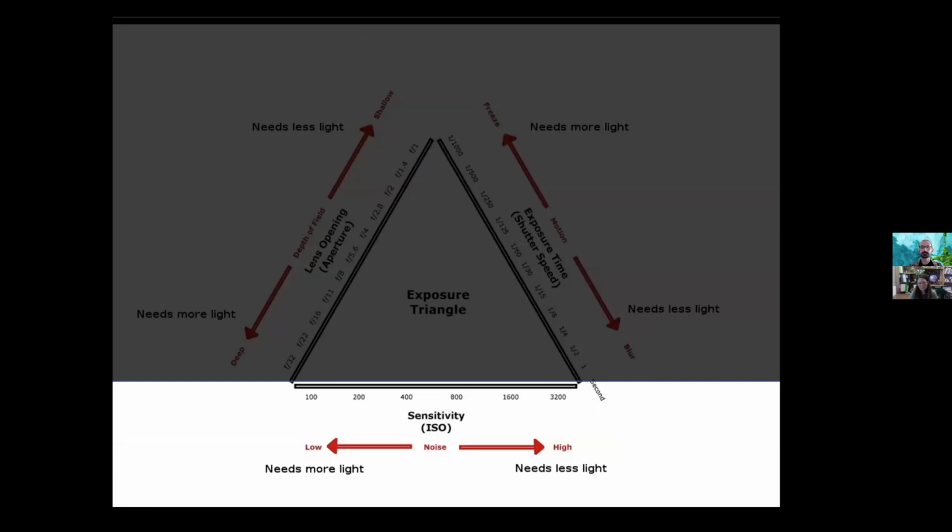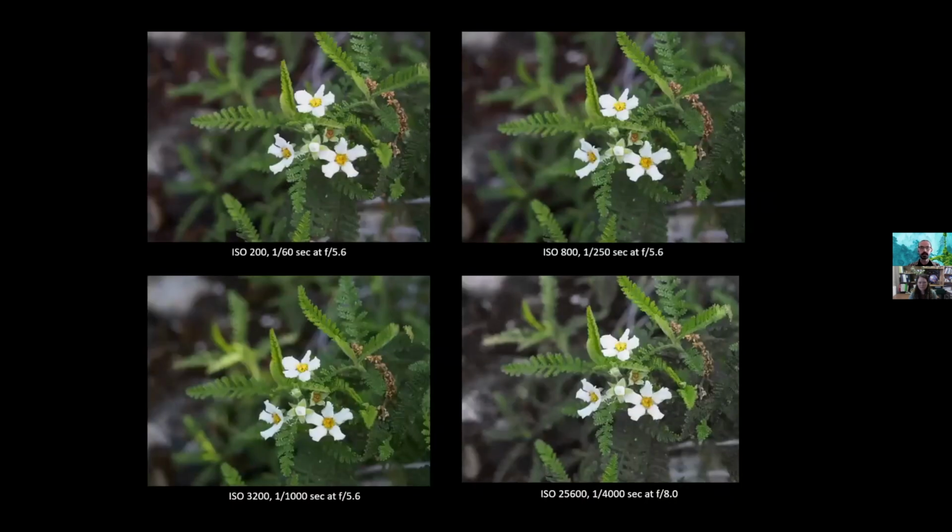ISO, I haven't talked about yet. So this essentially is not actually changing the amount of light that comes in, but the sensitivity of either your film or the sensor of the camera. So if you're at the lower end, 100, that means it's less sensitive, so you need more light to get that exposure. If it's on the other end, you're shooting with a really high sensitivity, and then it needs less light. So this is a good example of ISO.